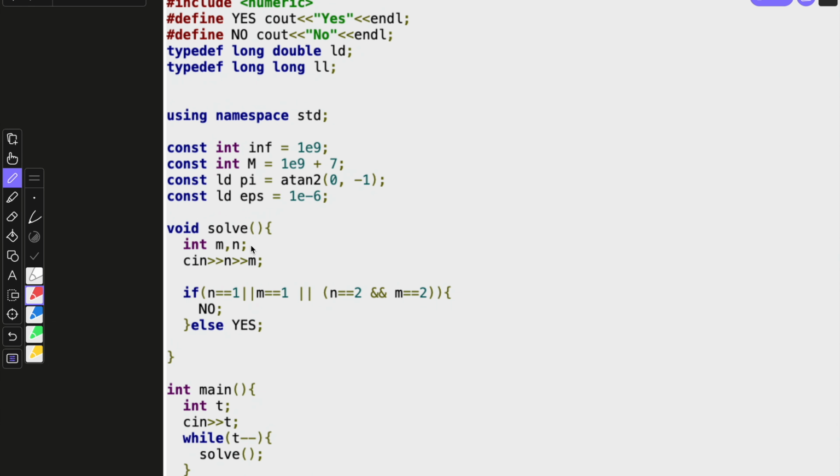So we have here n and m. We enter the values of n and m. We check if n is equal to 1, or if m is equal to 1, or if n and m are both 2 and 2. We output no, else the answer would be yes.